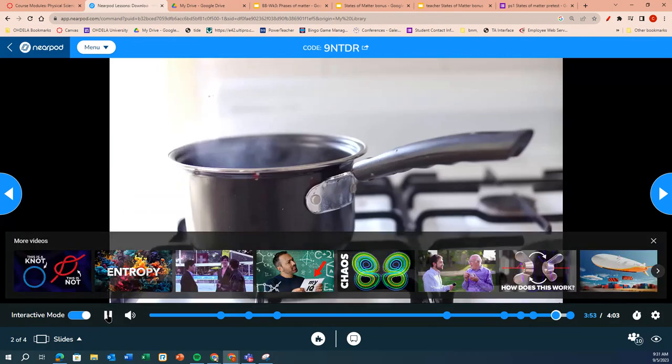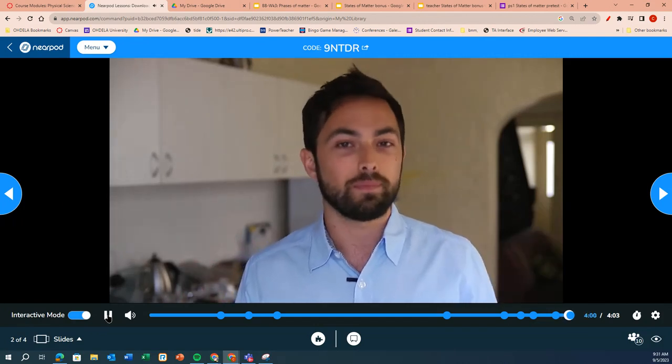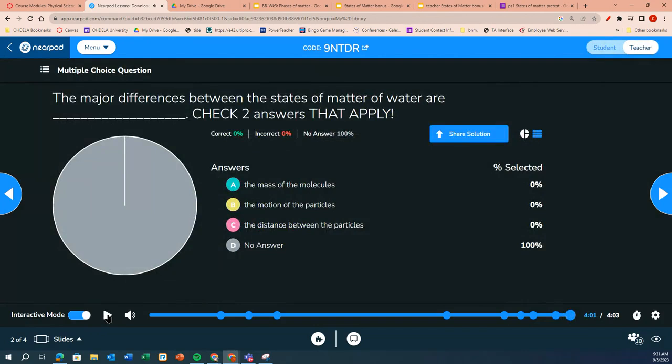Good job, guys. So the major differences between solid, liquid, and gas are the motion of the particles and the distance between them. Of course. The major differences between states of matter in water are the mass of the molecule, the motion of the particle, and the distance between the particles. So check two: it's the motion of the particles, at higher temperature they move more quickly, and the distance between them, right? B and C. Thanks, guys.